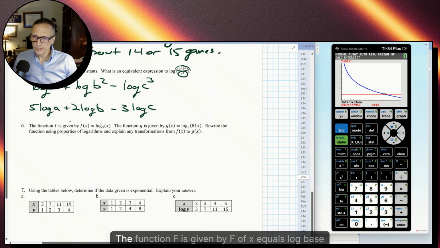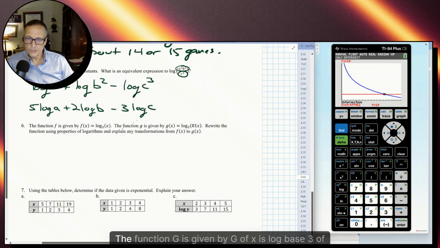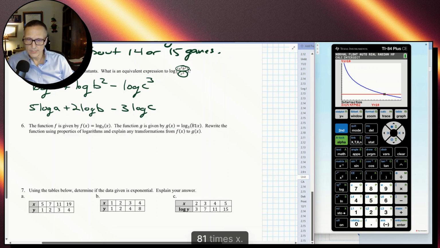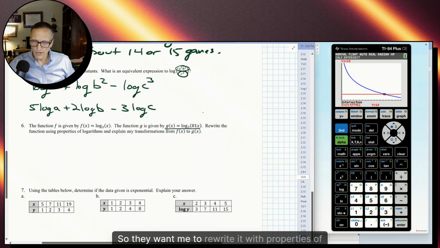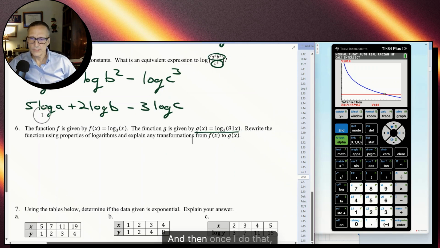Number 6, the function f is given by f of x equals log base 3 of x. The function g is given by g of x equals log base 3 of 81 times x. Rewrite the function using properties of logarithms and explain any transformations from f of x to g of x. When they say rewrite the function, they're referring to g of x. So they want me to rewrite it with properties of logs, and then once I do that, to explain any transformations.